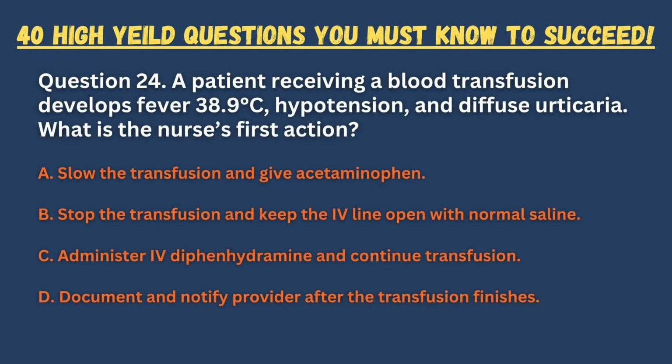Question 24. A patient receiving a blood transfusion develops fever 38.9 degrees Celsius, hypotension, and diffuse urticaria. What is the nurse's first action? A. Slow the transfusion and give acetaminophen. B. Stop the transfusion and keep the IV line open with normal saline. C. Administer IV diphenhydramine and continue transfusion. D. Document and notify provider after the transfusion finishes.